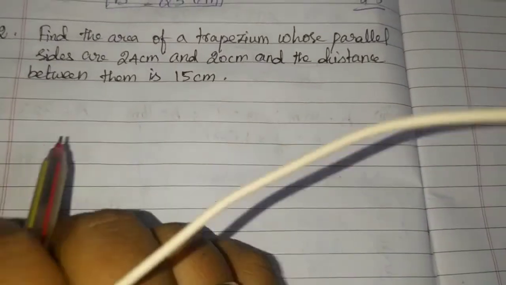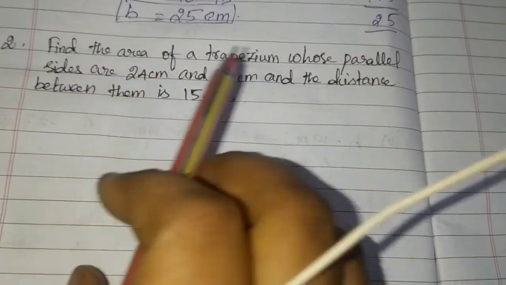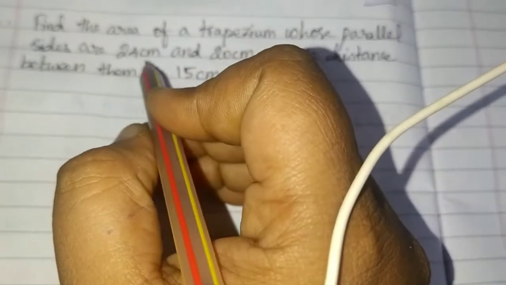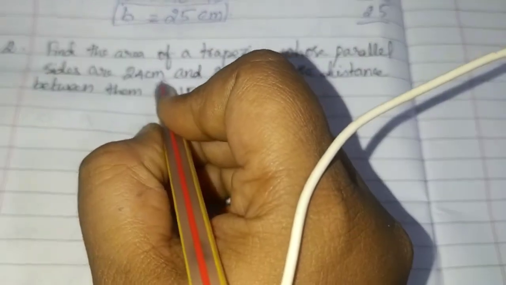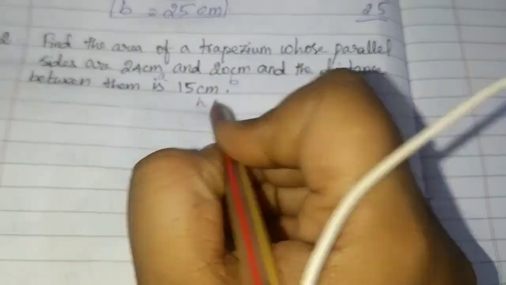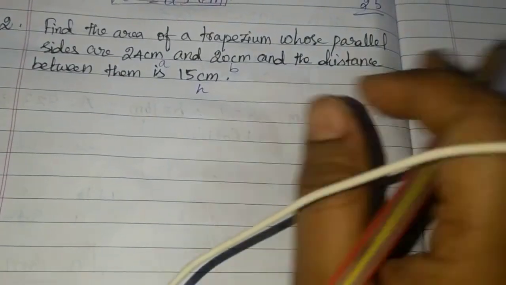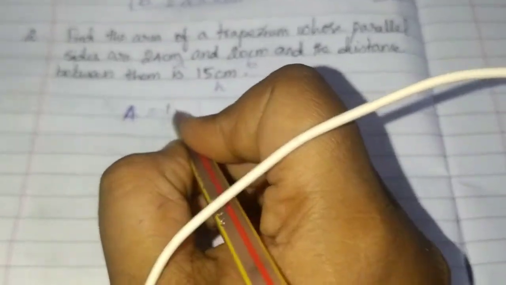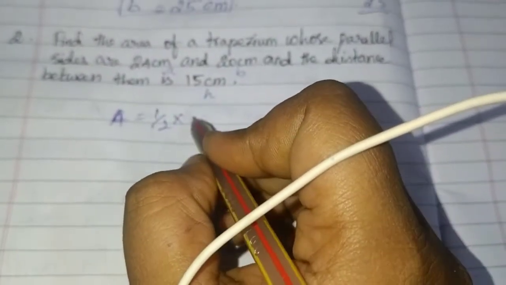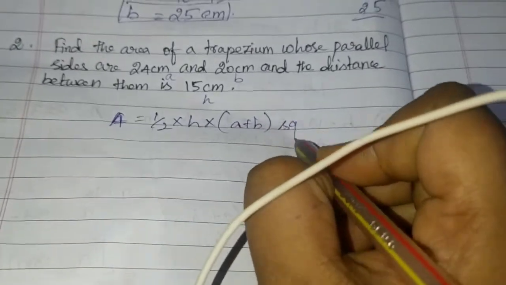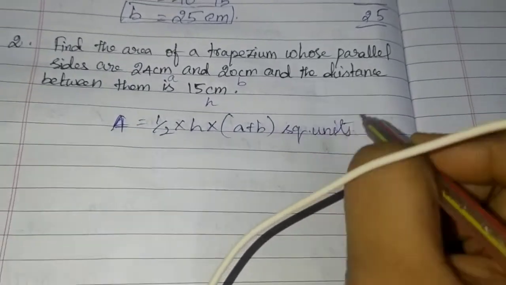Children, now we are going to solve the second sum. Okay, find the area of the trapezium whose parallel sides are 24 centimeter and 20 centimeter. So parallel sides, if they give, we have to take it as small a and small b. The distance they give, we have to take it as h. So we have to find the capital A. Okay children, so capital A equal to half into h into a plus b, square units. Okay children, I have written the formula here.